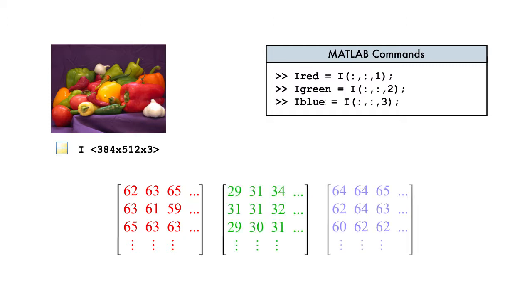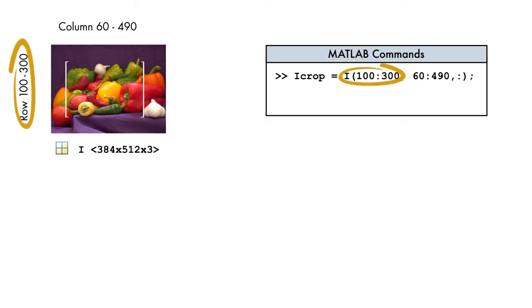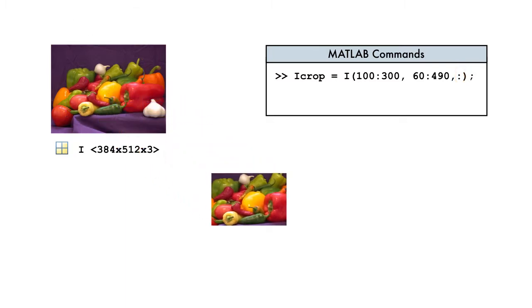Similarly, we obtain the green and blue intensity values by specifying the second and third color plane. If we instead want to crop our image to remove the background, we still need to specify the indices for all 3 dimensions. But this time we specify a vector of rows and a vector of columns for the first 2 dimensions, and we use a colon to select all 3 color planes from the third dimension. The result is another 3D array, but with fewer rows and columns than our original image data.